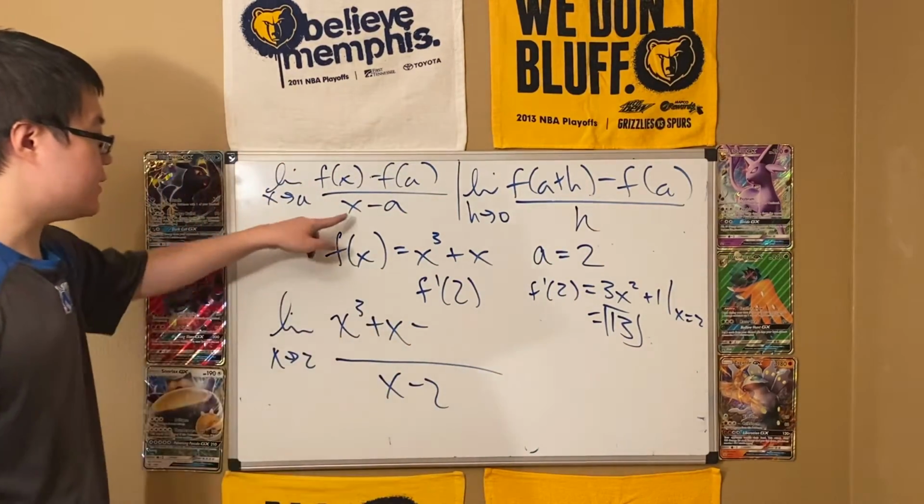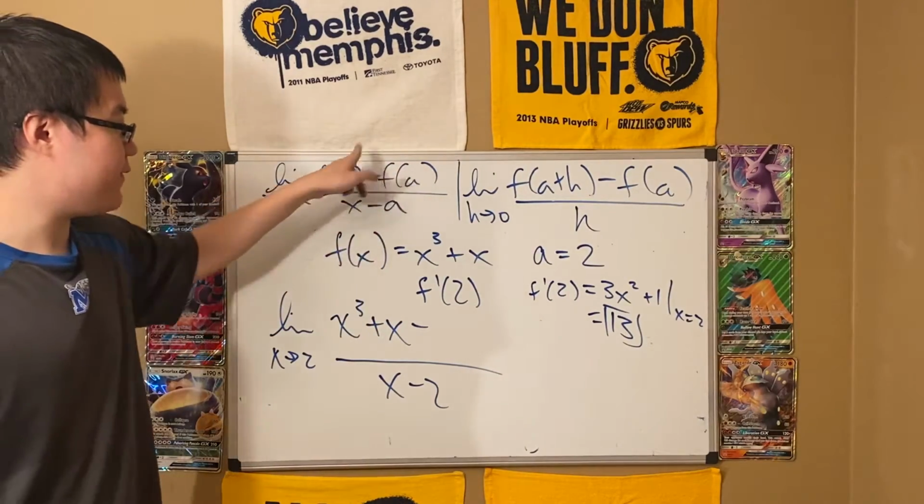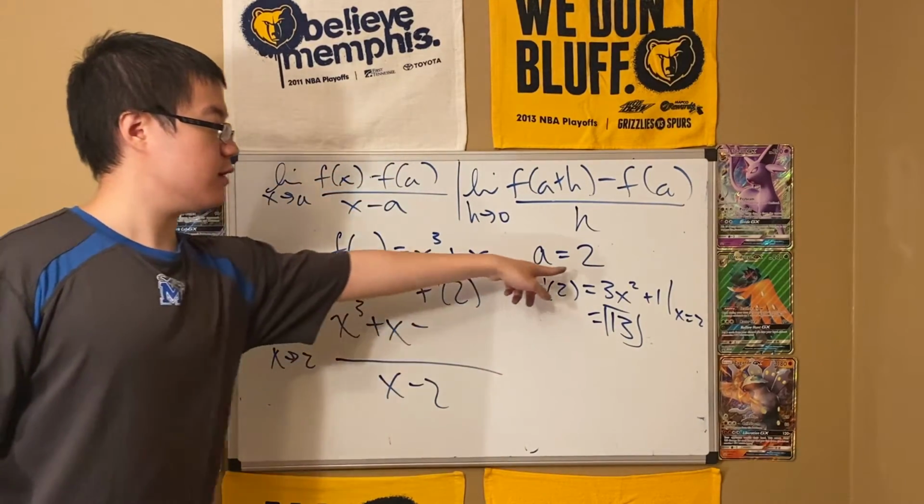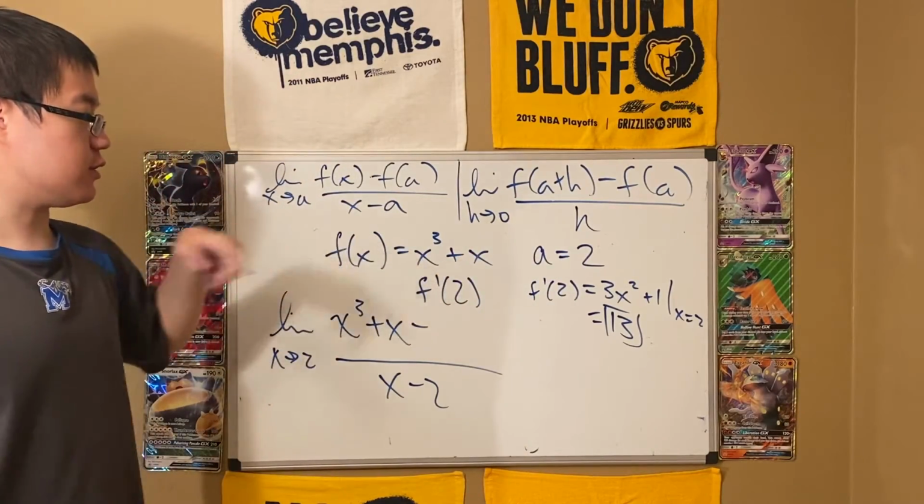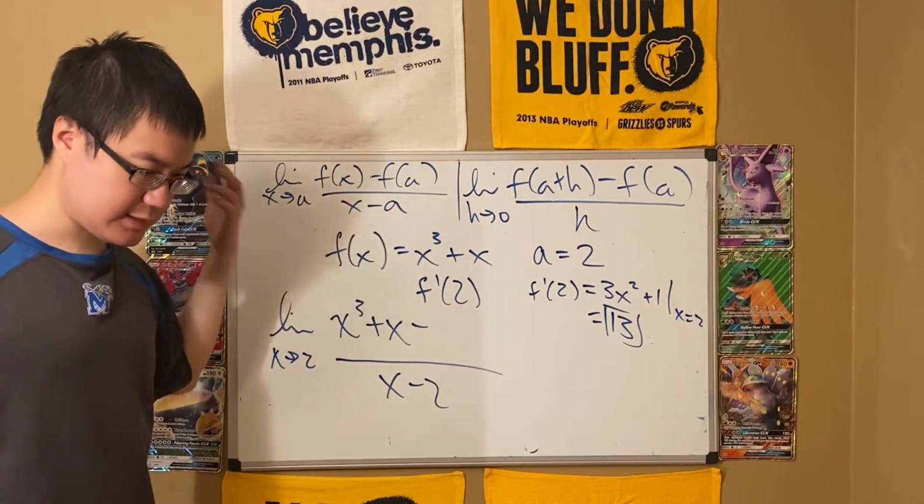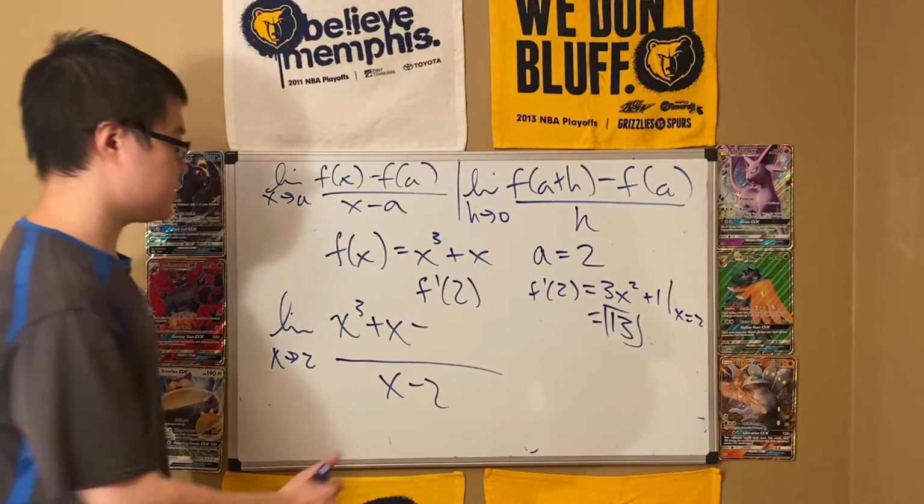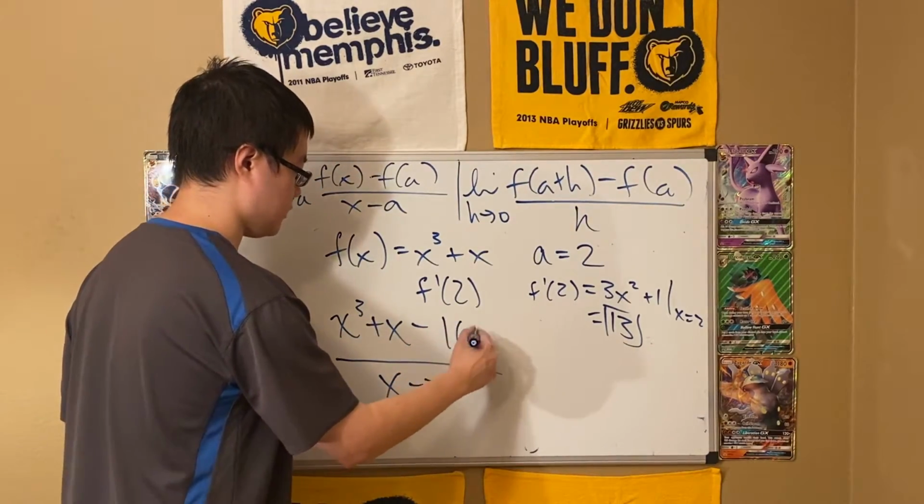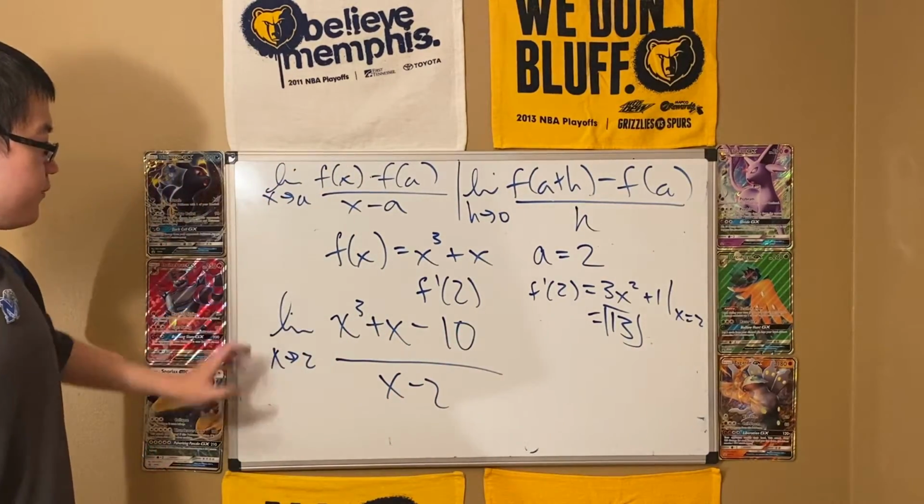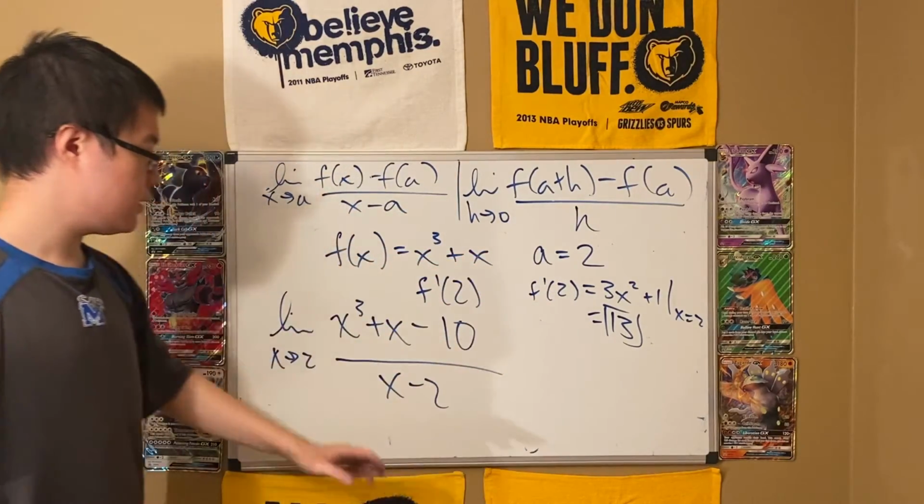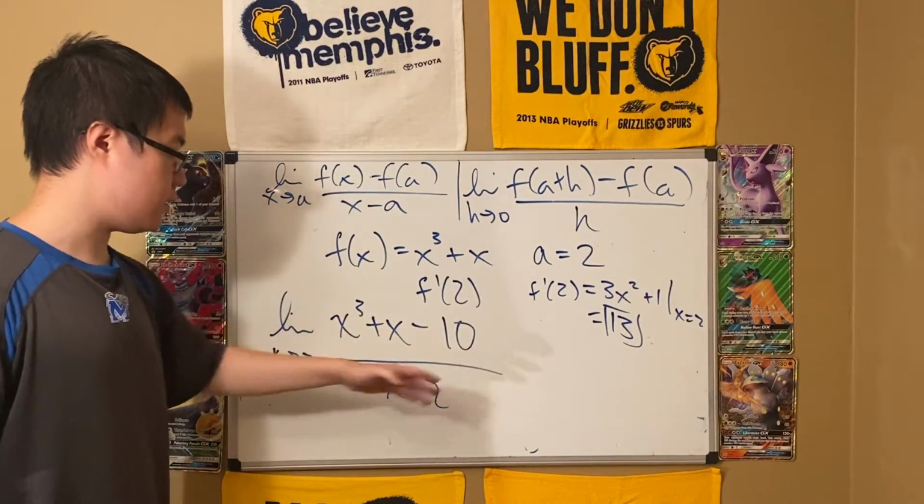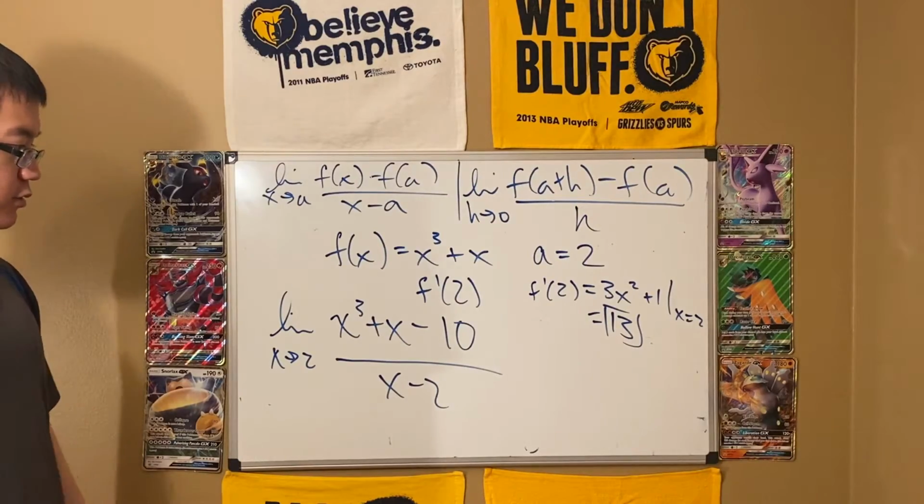So we do need to have this guy right here. We do need to find f of a. How do you find f of a? Well, you're just going to plug in a into the function. So that's going to be 2 cubed, that's 8, plus another 2, that's 10. Looks like it's going to be x cubed plus x minus 10. So this is the non-h way. X going to the number we want, function minus f of a over x minus the number, x minus 2.